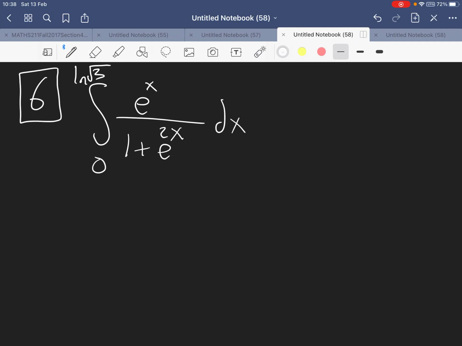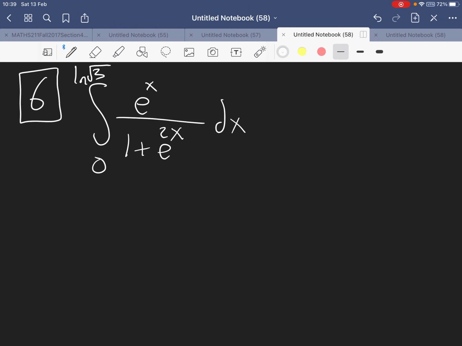Welcome back, student, to part 3 of the substitution method. We have this question, which is a definite integral. So we have the limits of integration. It's good practice to see how substitution will work in the definite integral case.